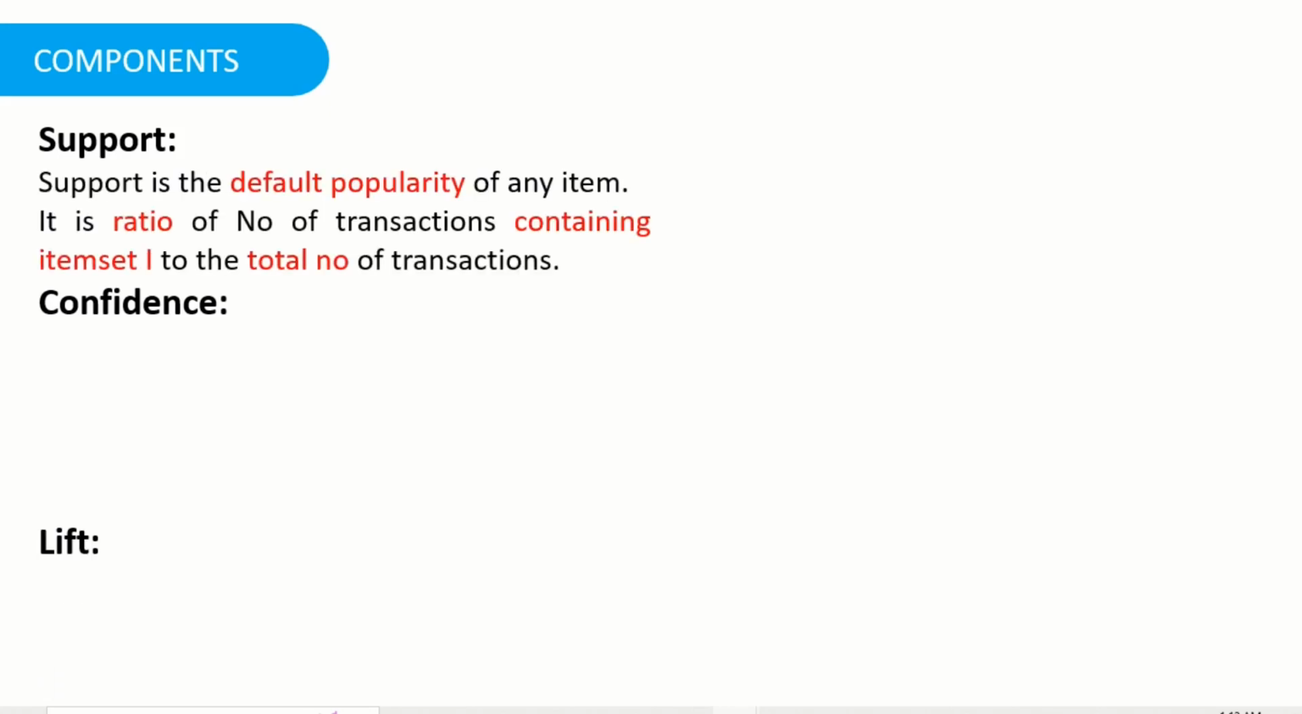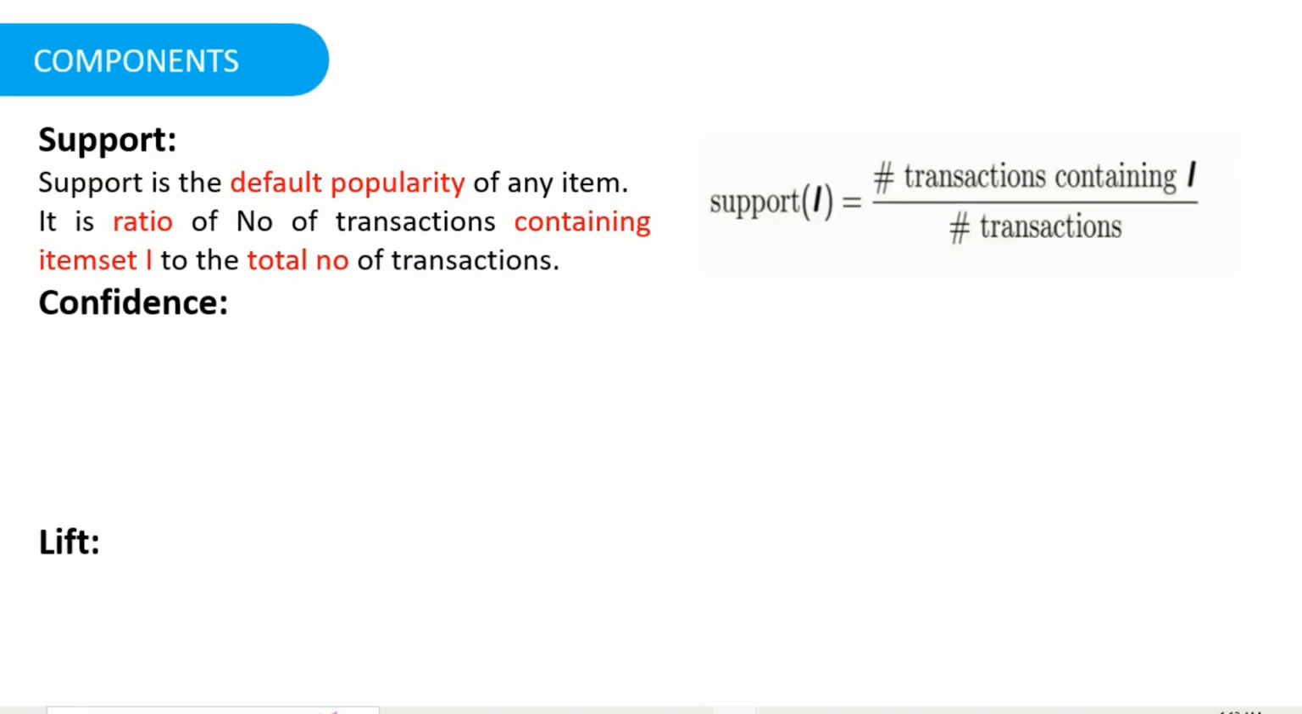So let's now discuss the components of the Apriori algorithm. There are mainly three components of the Apriori algorithm. These are support, confidence, and lift. When it comes to support, it is nothing but the default popularity of any item. It is the ratio of the number of transactions containing item set I to the total number of transactions. And this formula you can see on the right hand side.